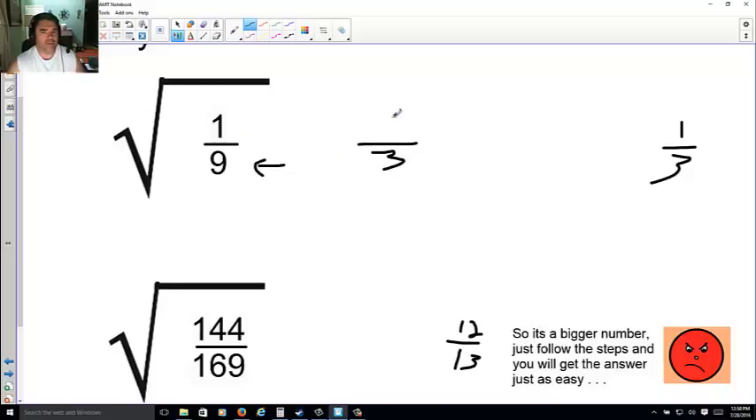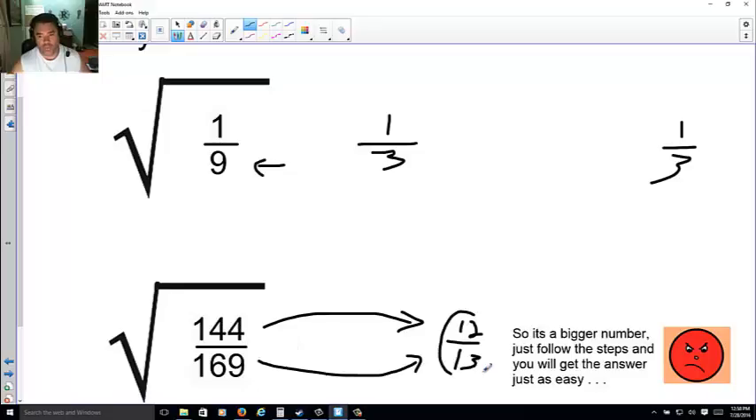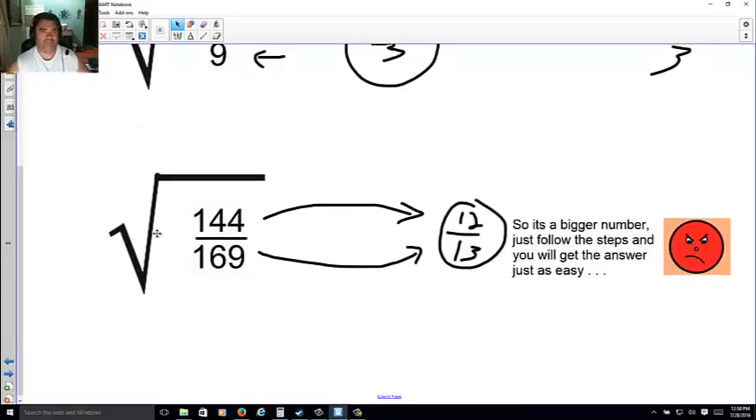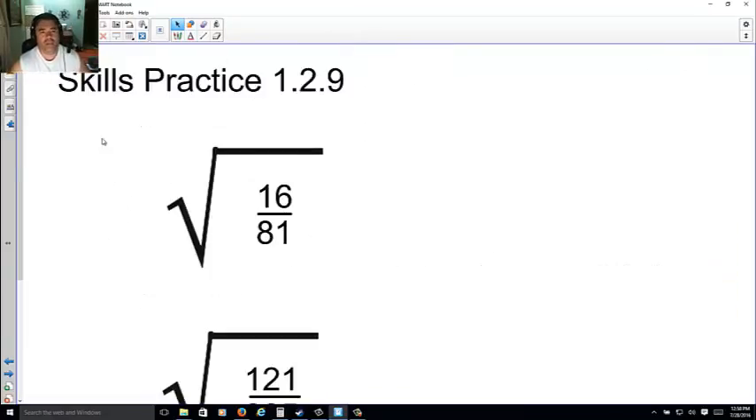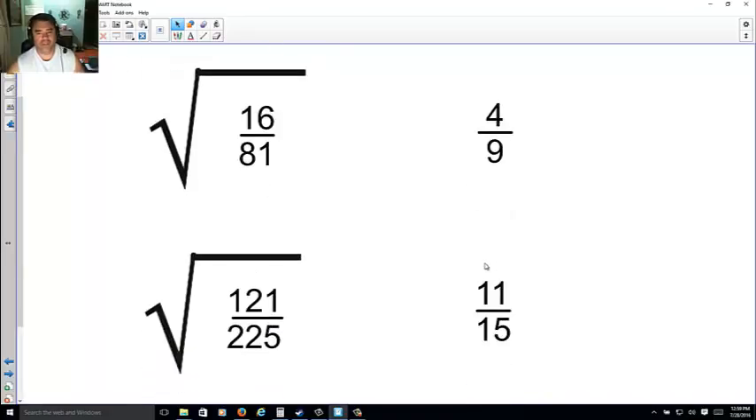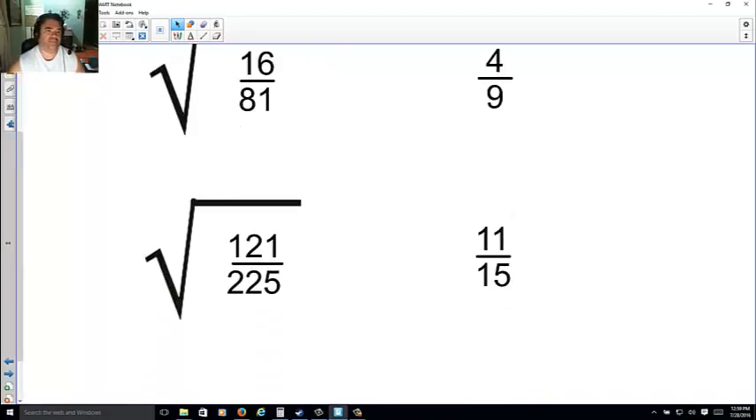What times what makes 1? 1, because 1 times 1 is 1. Same here. What times what makes 144? 12. What times what makes 169? 13. So you have 12 over 13. That's an easy way to do it if you happen to know what two numbers multiplied make a number. So there you have that. Skills practice. Go ahead and try these two and see how you did. 4/9 and 11/15.